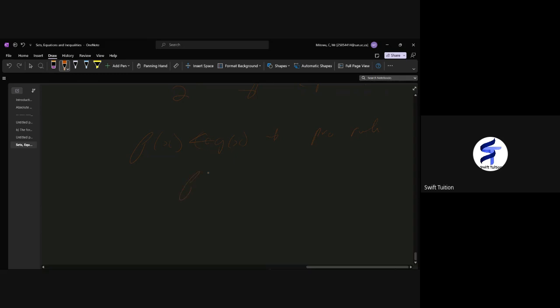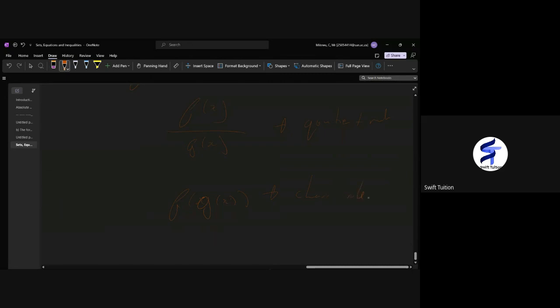Okay, when you have two functions divided by each other like this, that's going to be the quotient rule. And then you're going to use the chain rule when you have a function inside of a function. So something like this is going to be equal to, you're going to use the chain rule over.